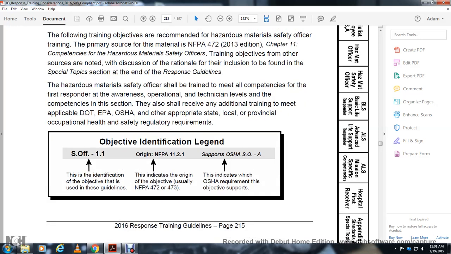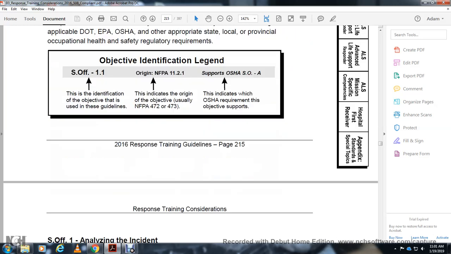Objective identification legend. The identification of the objective is used in these guidelines to indicate the origin, usually NFPA 472 and 473, and they indicate the OSHA requirements of the objective support.